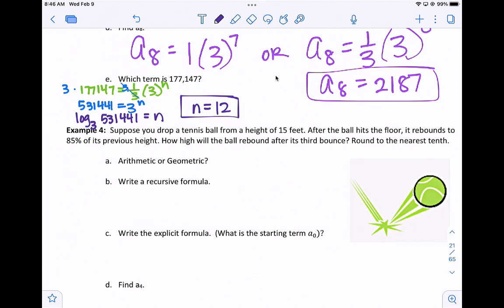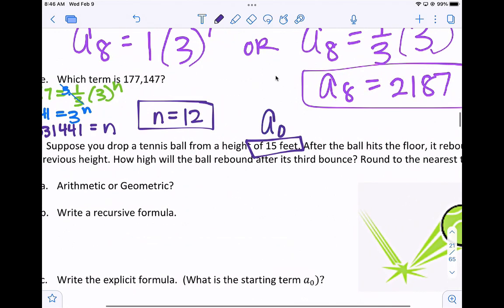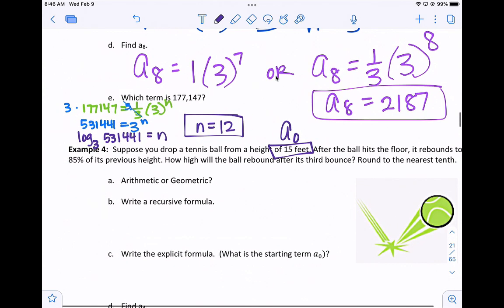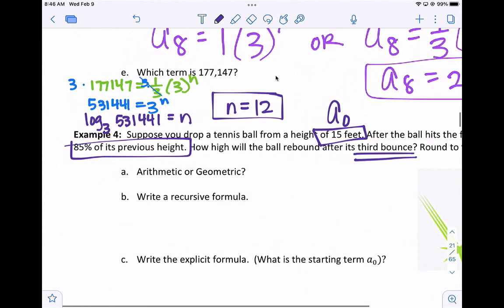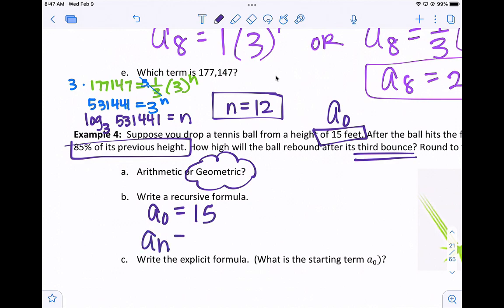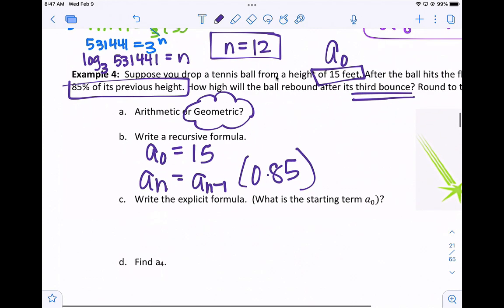All right, example 4. Suppose you drop a tennis ball from the height of 15 feet. All right, this is the initial height. So in this case, this is actually a sub 0, the starting height. After the ball hits the floor, it rebounds to 85% of its previous height. So this is decay. How high will the ball rebound after its third bounce? Round to the nearest tenth. This is definitely geometric because we're multiplying by 0.85 every time. So here, we can say that the 0 term is 15. To find any term, we take the term before it and multiply by 0.85. So that's one way to write this.